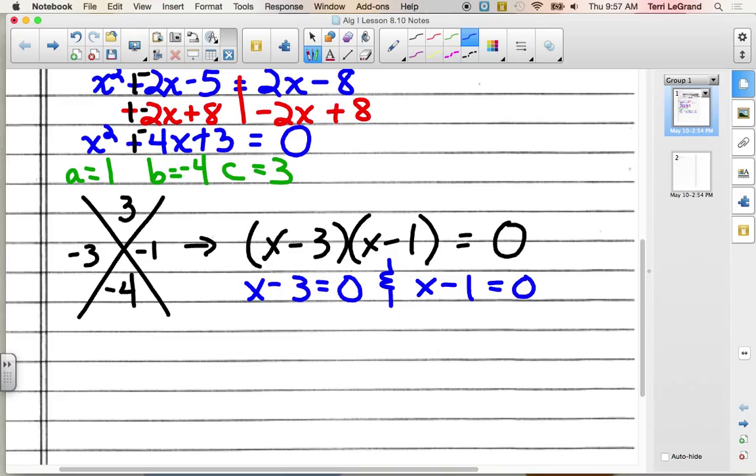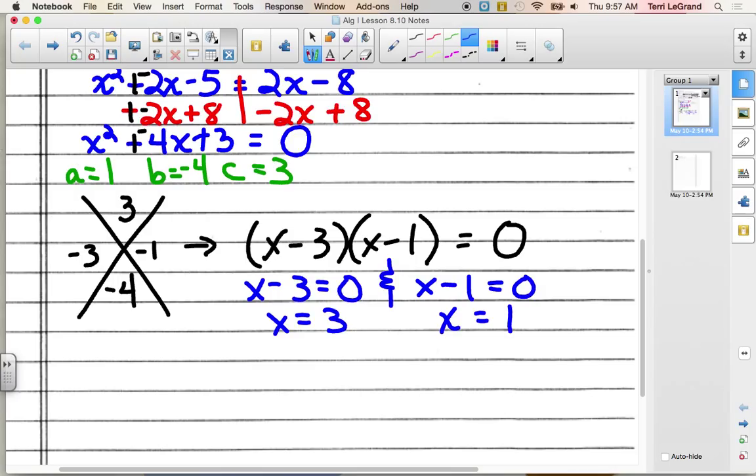Add 3 to both sides of this one. What are we going to get? X equals 3. Okay, there's one of our solutions. Right now we're just finding the solutions of the quadratic function, but we're not doing that. We're finding for the system, working with that line, so we're going to carry on after this. What's this equal? 1. Okay.